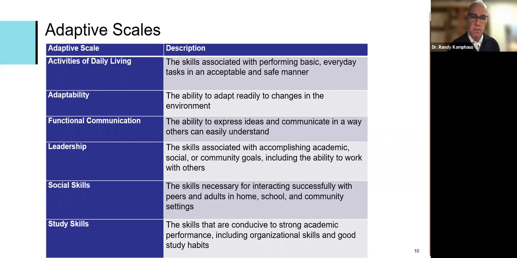So these constructs have been around since Edgar Doll introduced the Vineland Social Maturity Scale back in the 1930s and 40s. And so they're well-worn and considered core measures of the adaptive behavior construct. So those three measures, if they're all below average, may warrant administration of a full-blown adaptive behavior scale. If they're in the average range or above, they might signify adaptive behavior normality or adaptive behavior strengths.